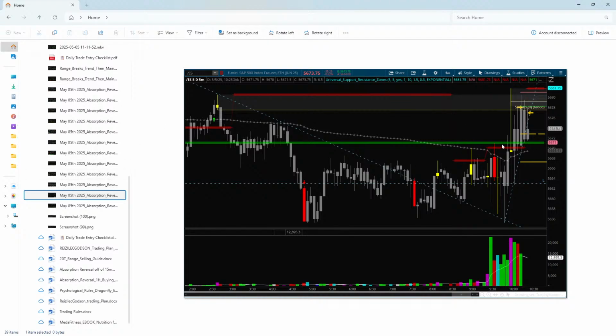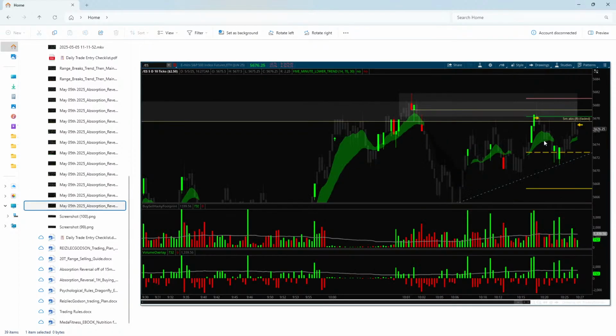So right, 5 minute, we had a nice rejection. We did have the other rejection that I was looking for, but it wasn't strong enough to really bully itself out of this 5671 level, which it held. As you can see, it held it there.